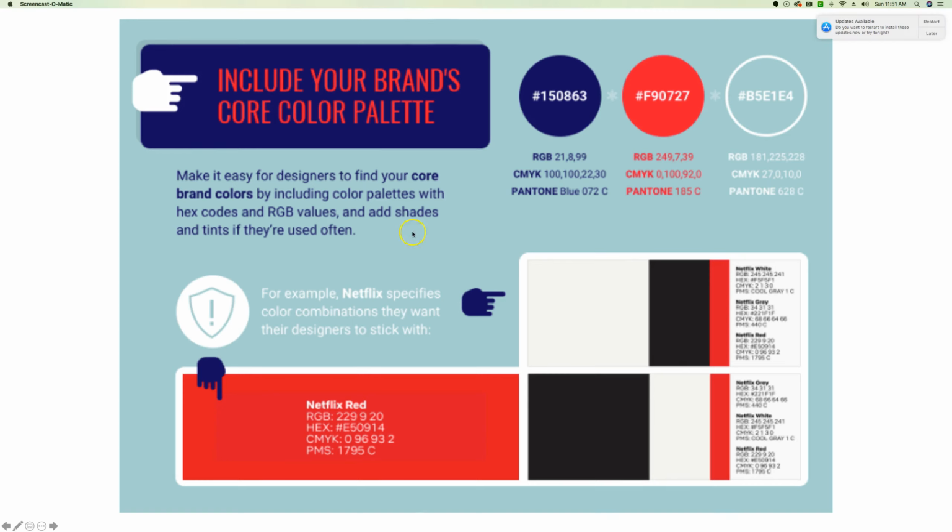So here is an example of Netflix and their core brand colors. Down here, we're looking at red, with a particular RGB, hex, CMYK, and PMS, which is the Pantone color. And they show the overlay, the white, and the red. So again, specific. These are the rules that people have to abide by. So give them everything to be successful.